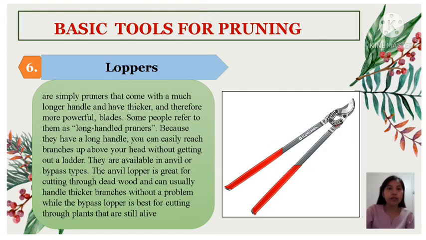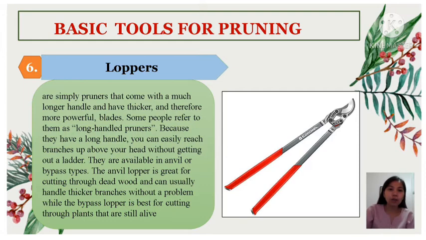Loppers are simply pruners that come with a much longer handle and have thicker and therefore more powerful blades. Some people refer to them as long-handled pruners. Because they have a long handle, you can easily reach branches up above your head without getting out a ladder. They are available in anvil or bypass types.